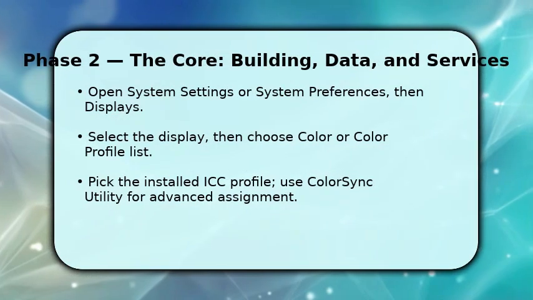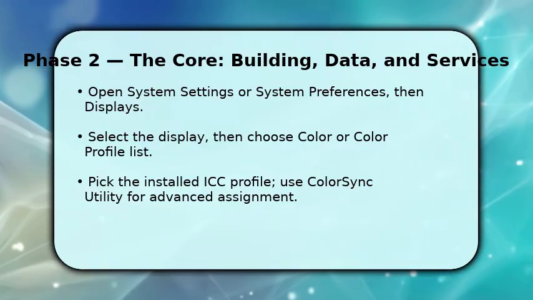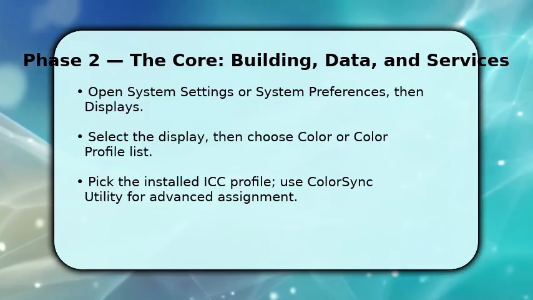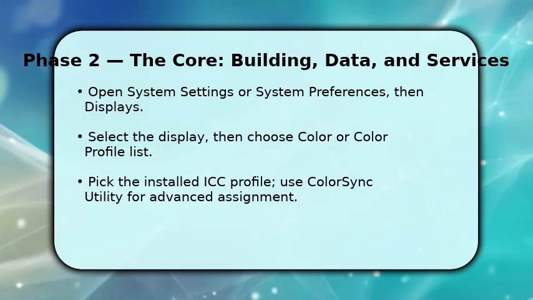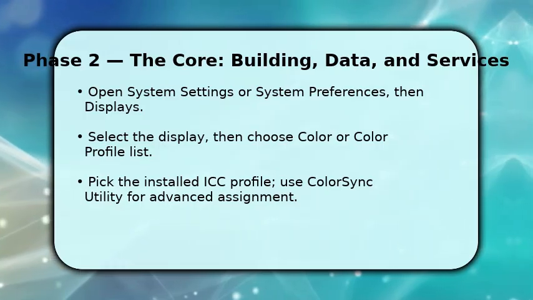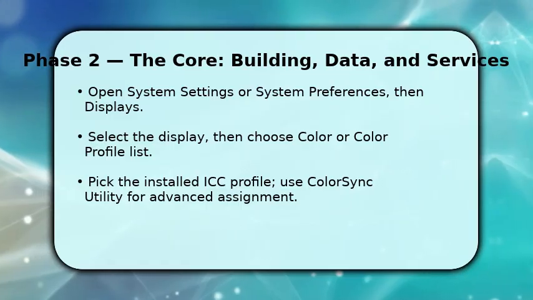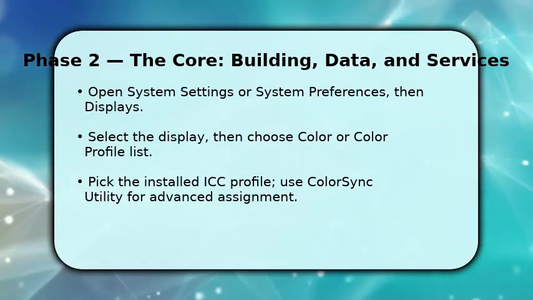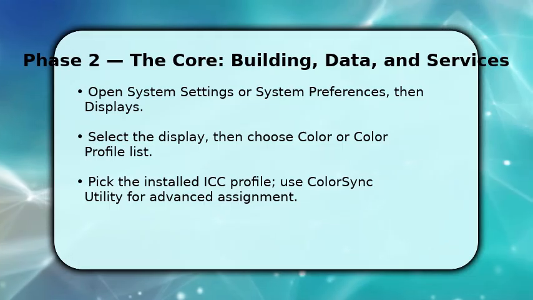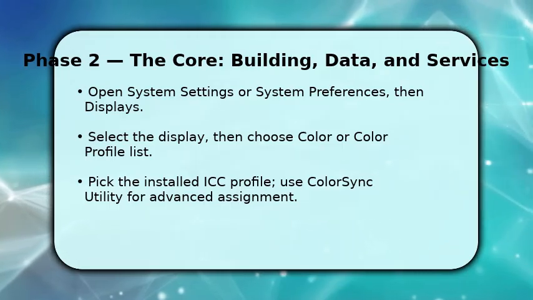Now you assign the profile to the display so colors match intent. Open System Settings or System Preferences and go to Displays. Select the screen you want to change. Click Color and browse the profile list to find the ICC you added, then select it. Once done, make sure to check how images render.